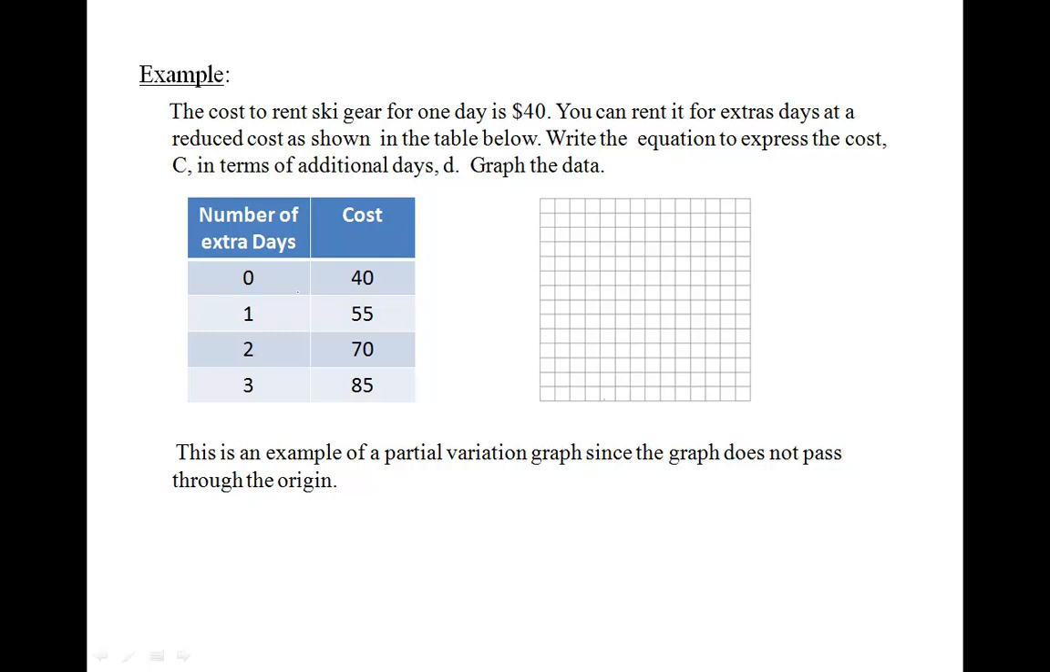Let's look at an example. The cost to rent ski gear for 1 day is $40. You can rent it for extra days at a reduced cost as shown in the table below. Write the equation to express the cost C in terms of additional days D and graph the data.